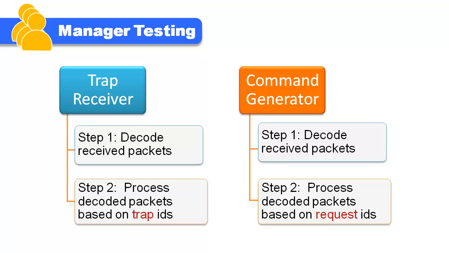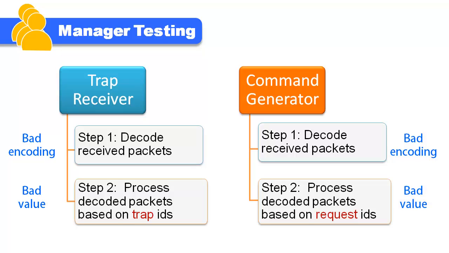For trap receivers, badly encoded traps and informs detect vulnerabilities in step 1, and bad valued traps and informs detect vulnerabilities in step 2. For command generator, badly encoded responses detect vulnerabilities in step 1, and bad valued response packets detect vulnerabilities in step 2. Because trap receivers use well-defined ports and command generators do not, they each need a different type of test setup and execution. Let's first take a look at the trap receiver testing.